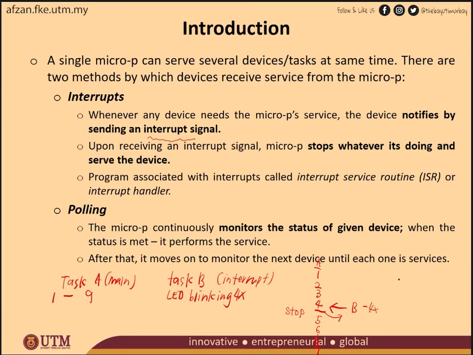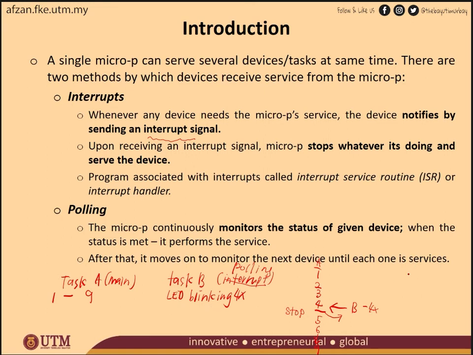While for polling, the main situation here, you have a task A and then you have task B. Task A here is your main program in which you want to count from 1 to 9, and task B is the polling, in which you are going to do the same task, which is LED blinking four times.